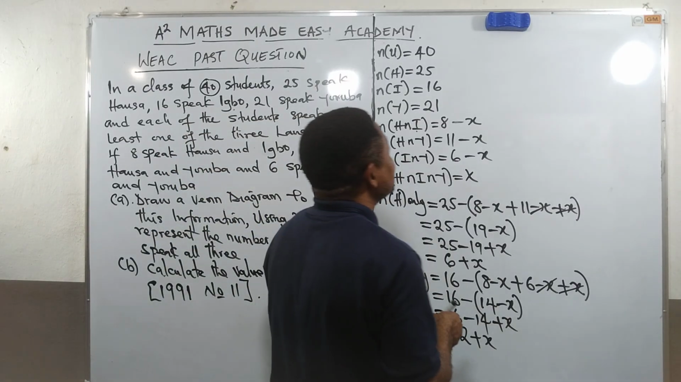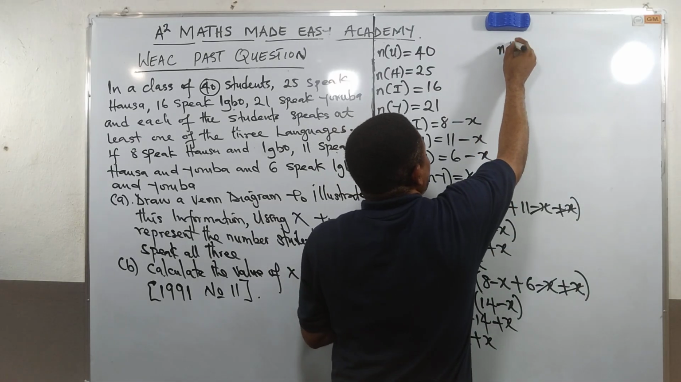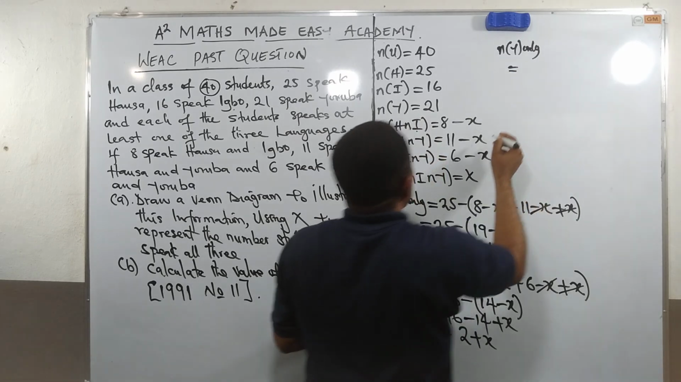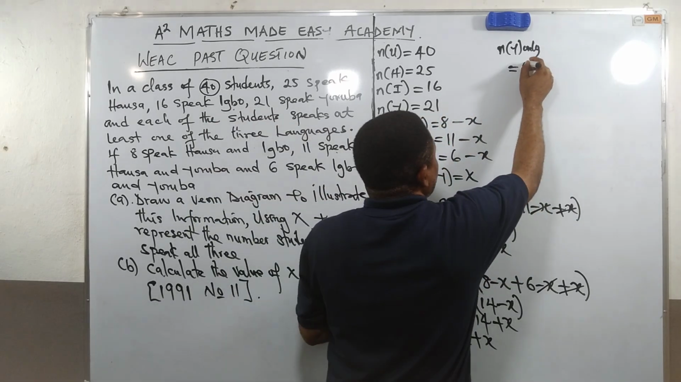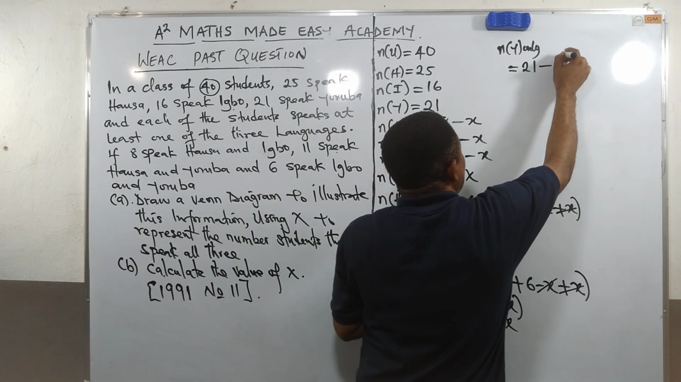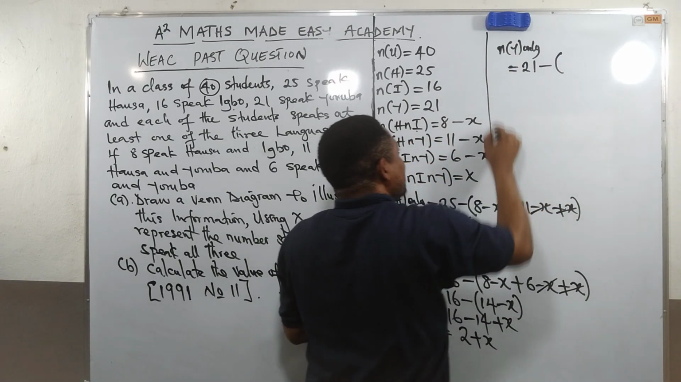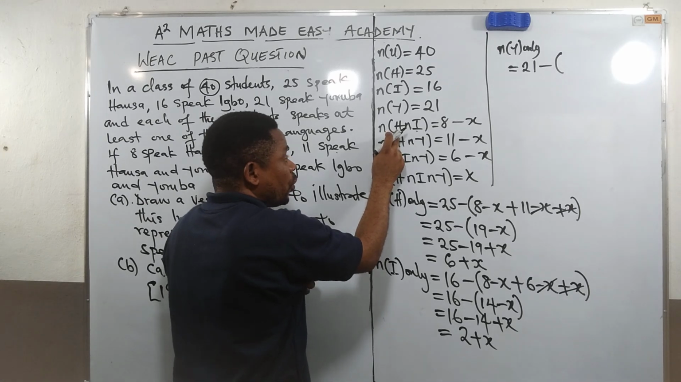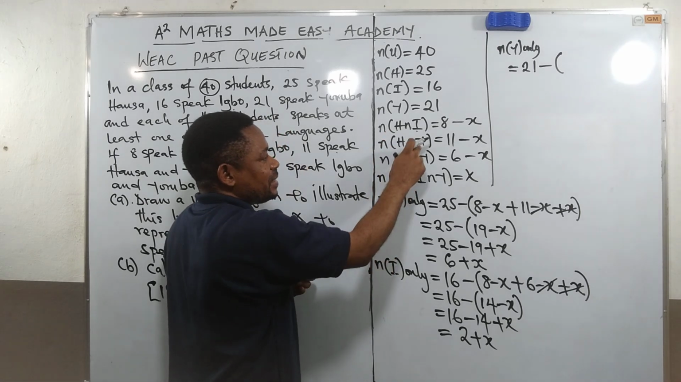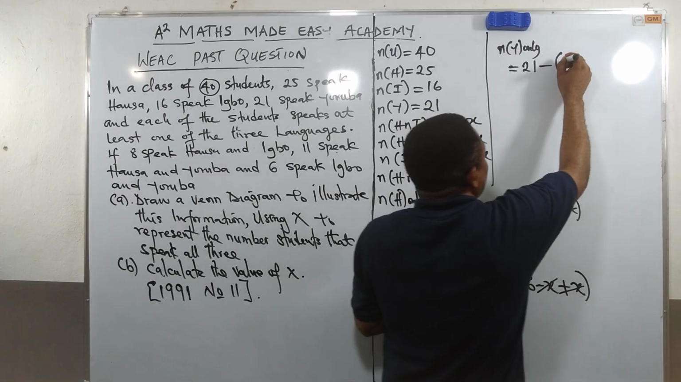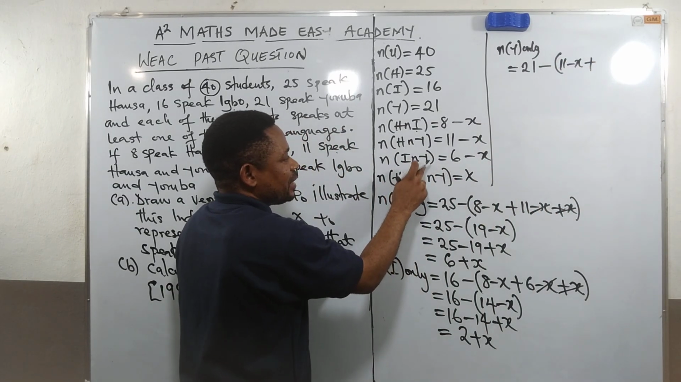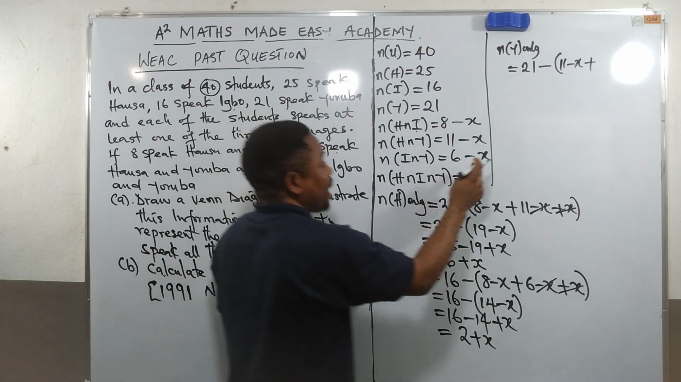We are going to consider now the number that speaks what? Yoruba what? Only. Now can we do likewise? What is Yoruba? This is 21, which is not the exact, right? Minus open bracket. Are you with me now? Now, what do we do again? Is there Yoruba here? No, reject it. Is there Yoruba here? Yes. What is the value? I will introduce 11 minus X and I will add. Is there Yoruba here? Yes. What is the value? 6 minus X.